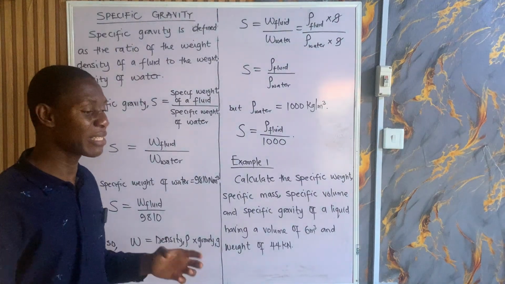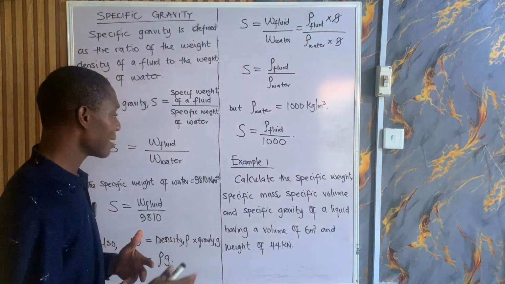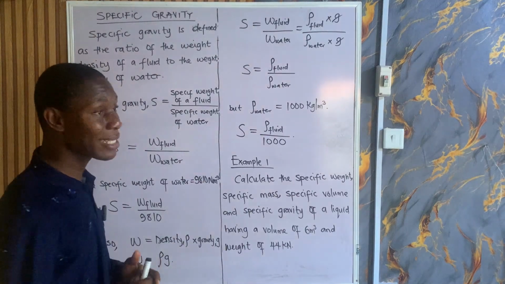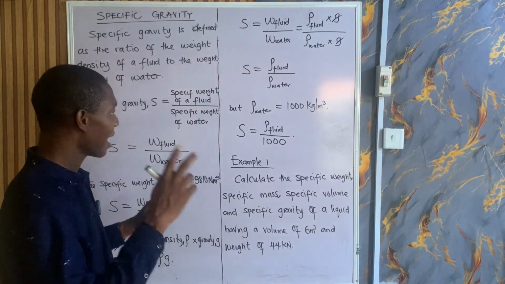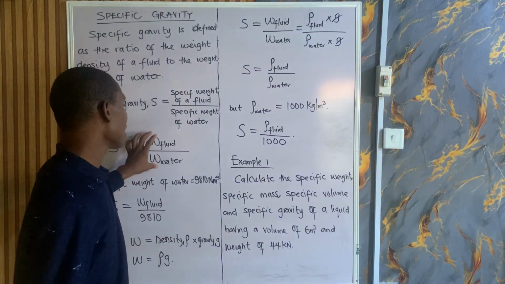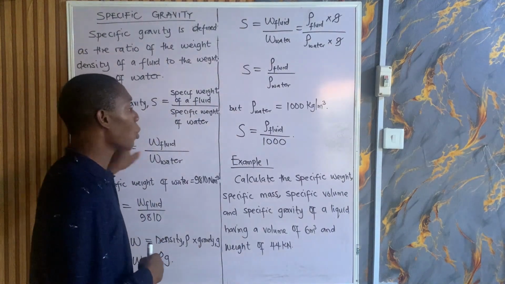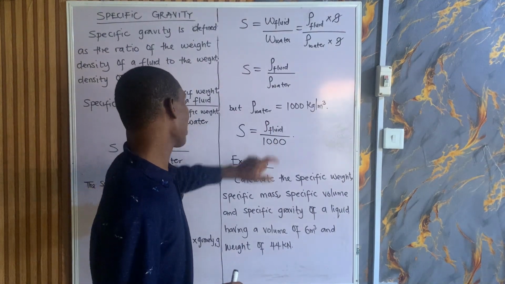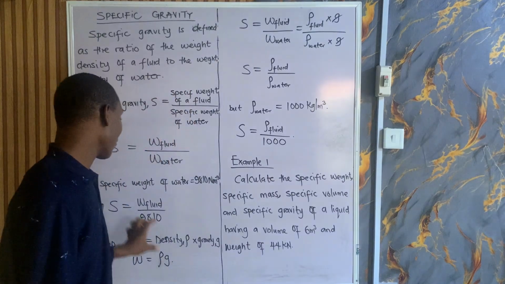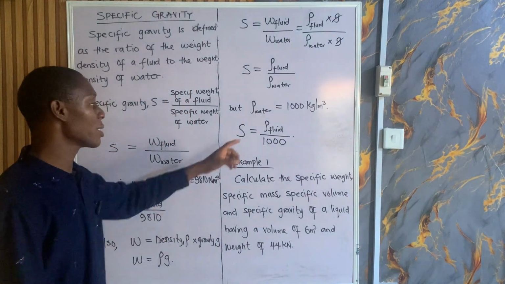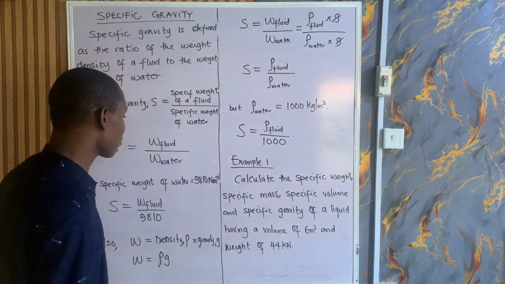So you need to look at this and keep recalling them so you don't make mistakes. But again, like I said earlier, specific gravity has two relationships. You can use specific weight or weight density to relate specific gravity, or you can use density to relate specific gravity. Either would work, using specific weight or using density.